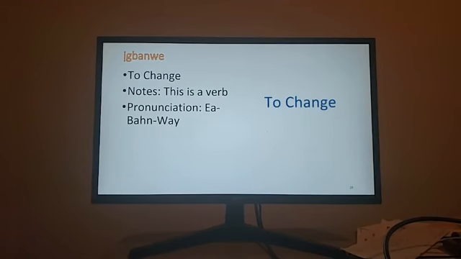All right, just a few more. Again, you see that I diacritic character and the GB, so you know there's going to be some special pronunciation, and you also know it's a verb because of that I diacritic letter. This one, to change something, means Ea-Bahn-Way. Again, Ea-Bahn-Way, to change. And the E makes an A sound.